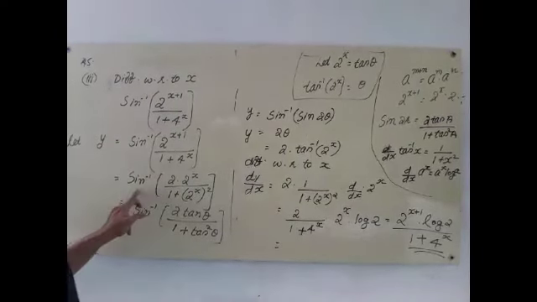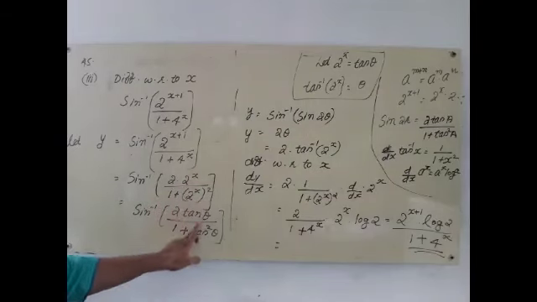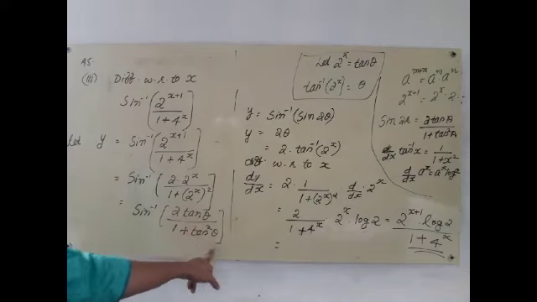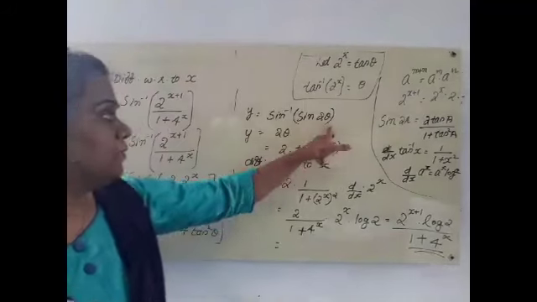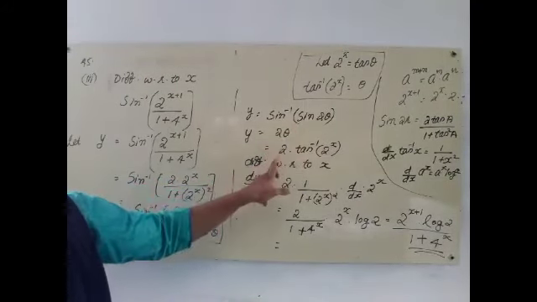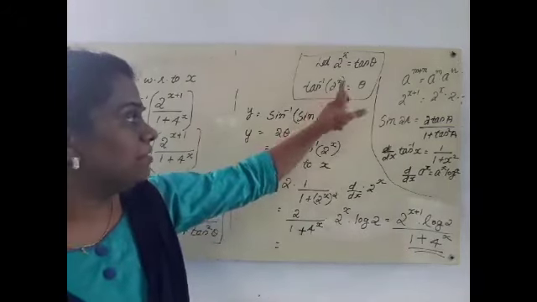Then 2 into 2 raised to x by 1 plus 2 raised to x the whole square. 2 raised to x is tan theta. 2 tan theta divided by 1 plus tan square theta is sine 2 theta. Sine inverse of sine 2 theta is 2 theta. Then what is theta here? 2 into theta is 2 into tan inverse of 2 raised to x.